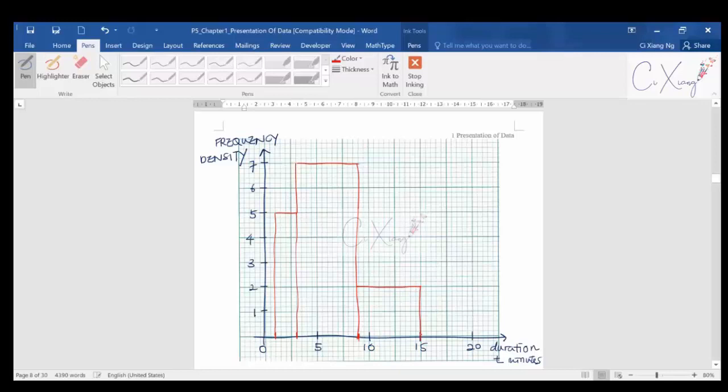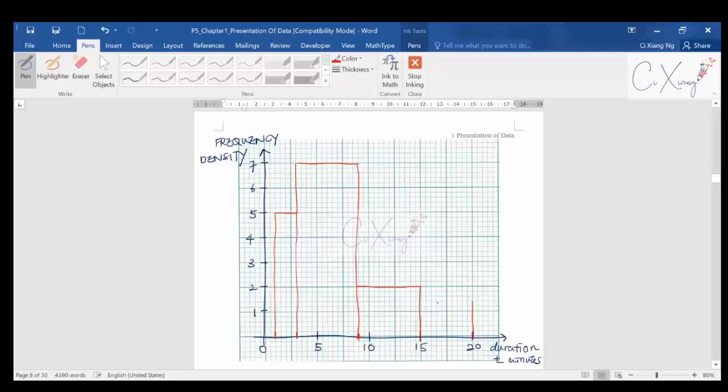Okay, and then how about the last one? The last one is 15 until 20, and the height is 1.4. So you're having 1, 1.2, 1.4. 1.4 is here. All right, so this is how your graph looks like.